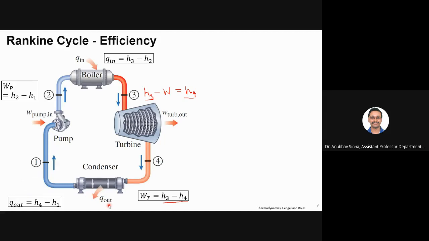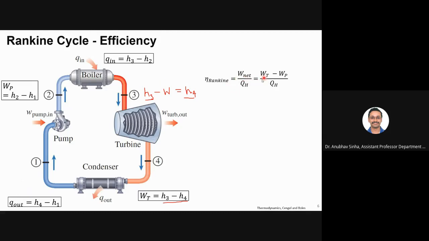Okay. Now let us talk about efficiency. So efficiency for a Rankine cycle is defined in a similar way, the same equation we used for previous cycles. So basically we are concerned with the net work done and the total heat supplied at the boiler.